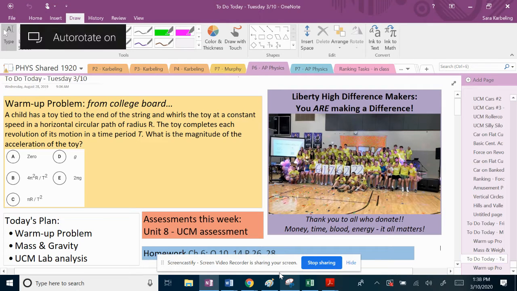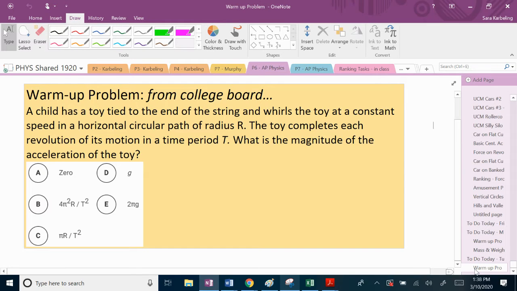So, my friends, let's talk. Can you picture the situation here? Understand what's going on? We know there's a string. There's a toy at the end of it. It's moving in a horizontal circle with a path of radius r. The toy completes a revolution in time t. What is the magnitude of the acceleration of the toy?